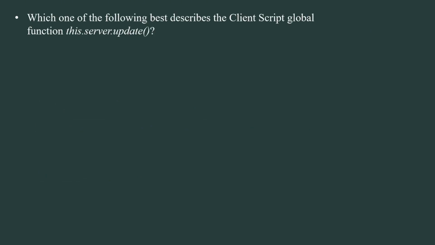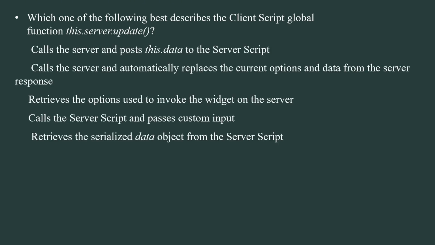And the next one is, which of the following best describes the client script global function this.server.update? Calls the server and posts this.data to the server script. Calls the server and automatically replaces the current options and data from the server response. Retrieves the options used to invoke the widget on the server. Calls the server script and passes custom input. Retrieves the serialized data object from the server script.